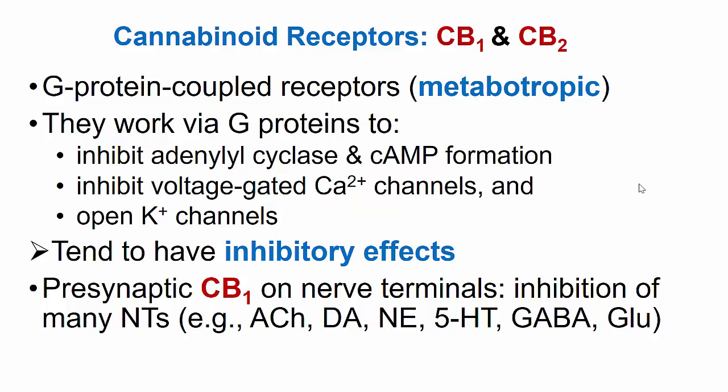So the three mechanisms here, opening potassium channels, inhibiting voltage-gated calcium channels, or inhibiting adenylyl cyclase and cyclic AMP formation, all of those are mechanisms by which inhibition is induced. So opening potassium channels would be one way that you can inhibit postsynaptic cells by activating these metabotropic receptors. Or inhibiting voltage-gated calcium channels would be a way of inhibiting cells presynaptically, right? Because if you inhibit voltage-gated calcium channels, then exocytosis, which is the release of neurotransmitters, will also become inhibited.